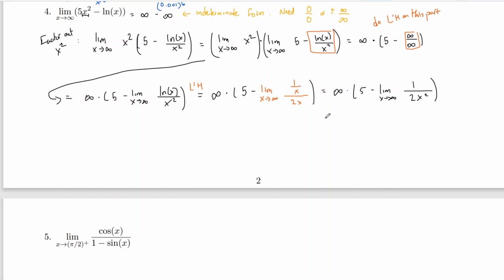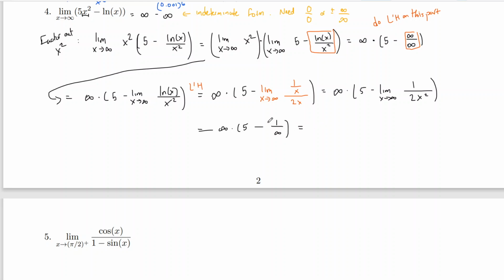And now when we do this, as x goes to infinity, we have infinity times parentheses 5 minus, and what's the limit as x goes to infinity of this? Well, the positive power of x is on the bottom. So when we do the limit, the top is 1, it just stays there, and the limit of the bottom is infinity because the limit as x goes to infinity of x squared is infinity, and it multiplies by 2, so that's infinity.